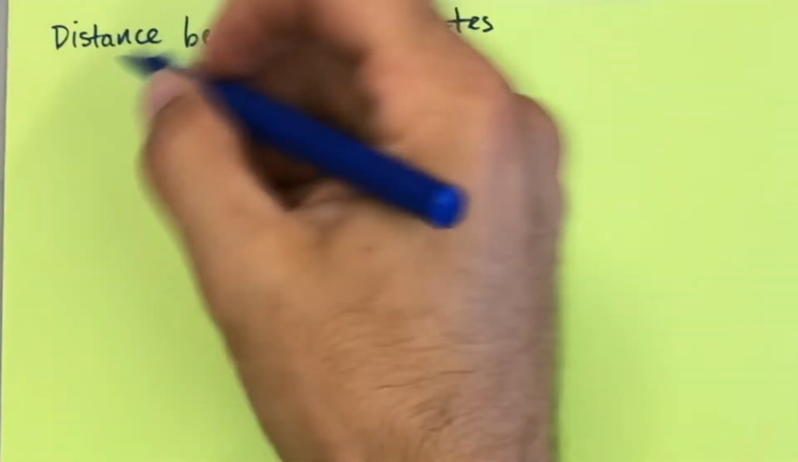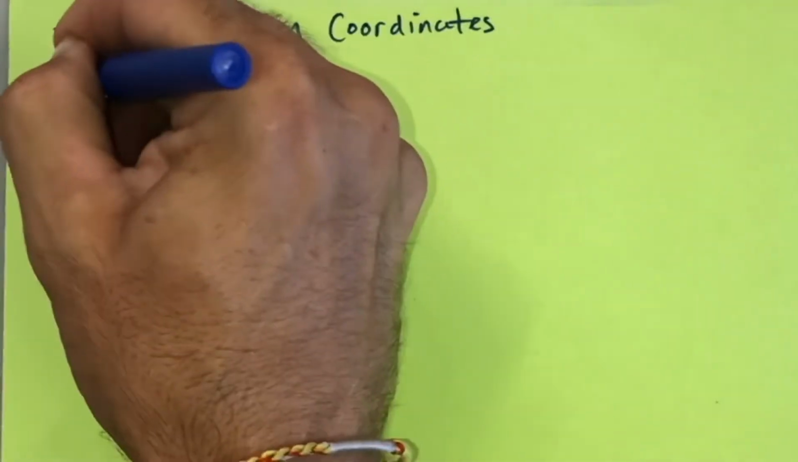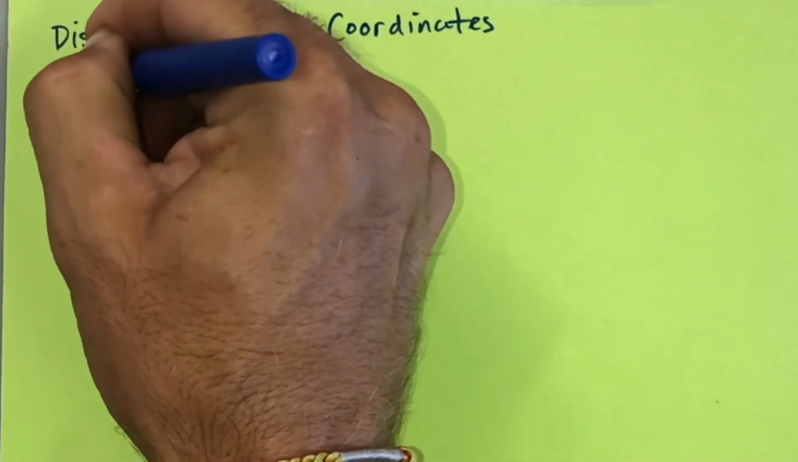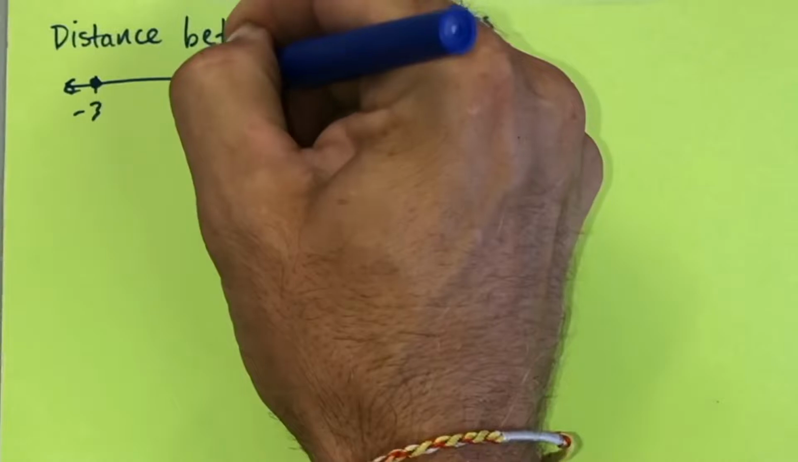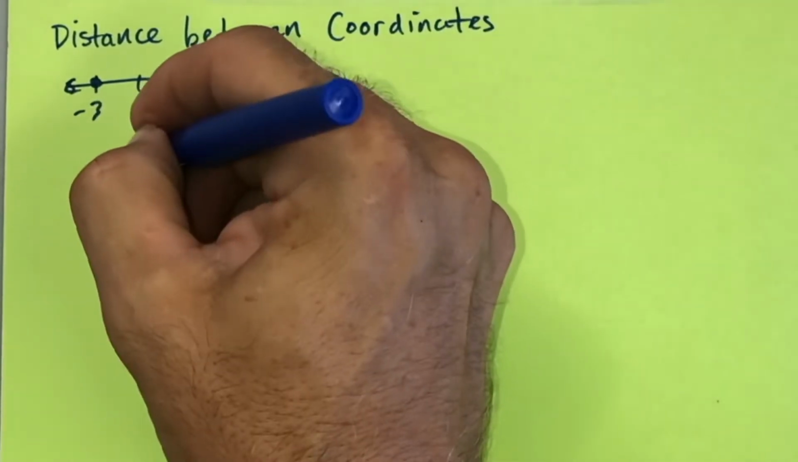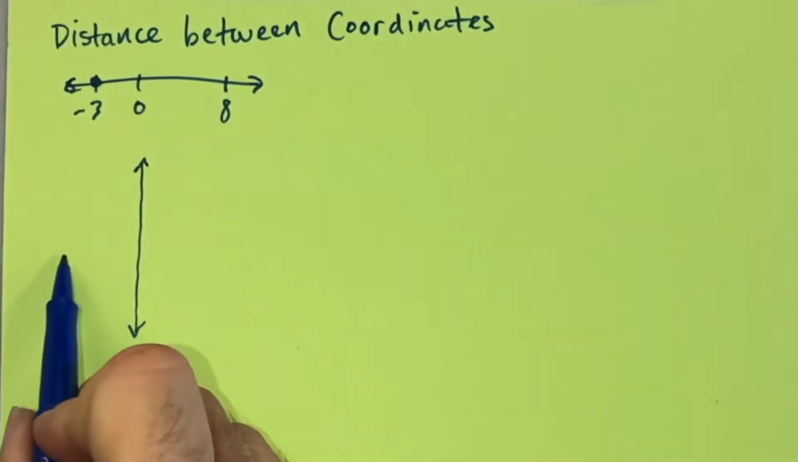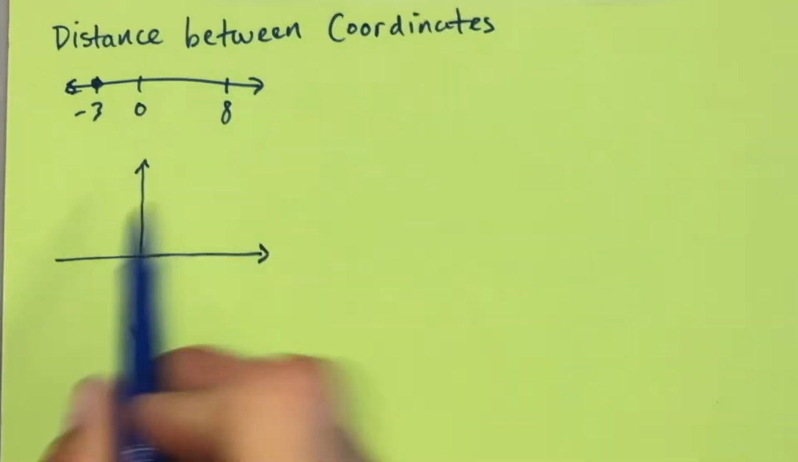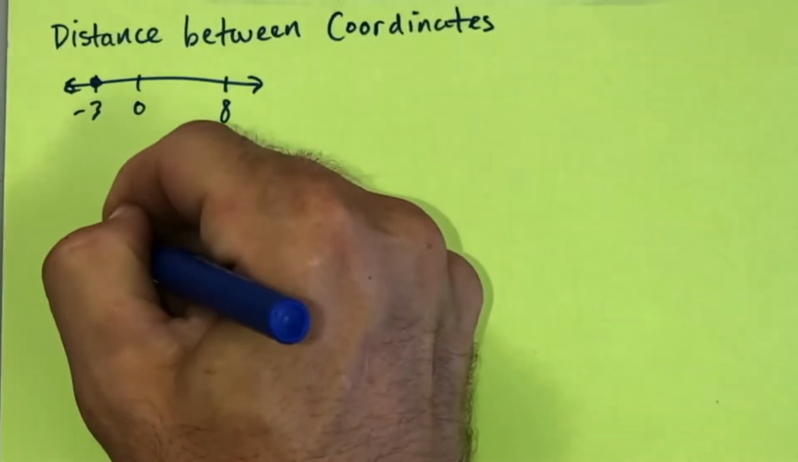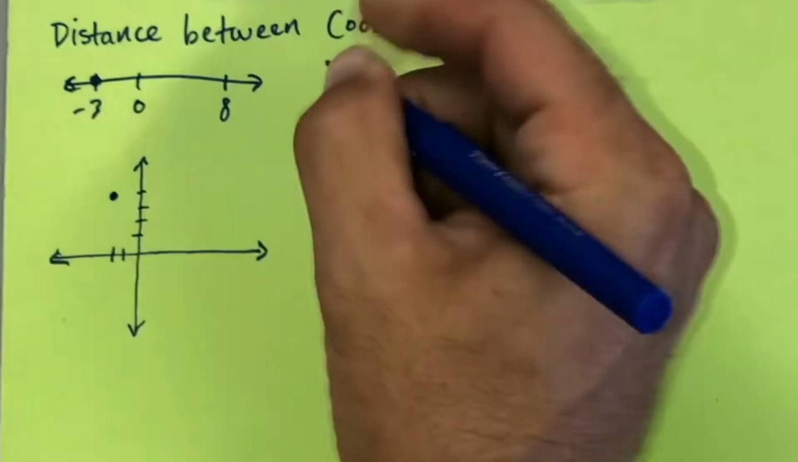Hey, welcome. We're talking about distance between coordinates. Again, we've talked about finding the distance of maybe 2 points, a -3 and an 8. But in this case, we're looking at distance between coordinates on a coordinate plane. So let's say we're looking at a point -2, 4.